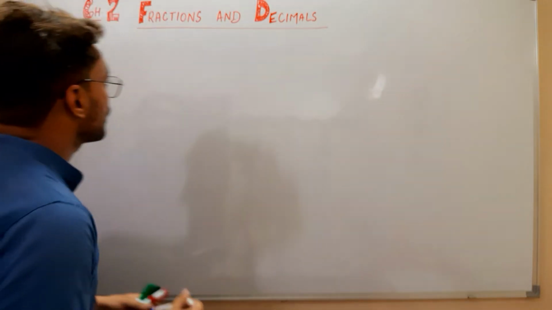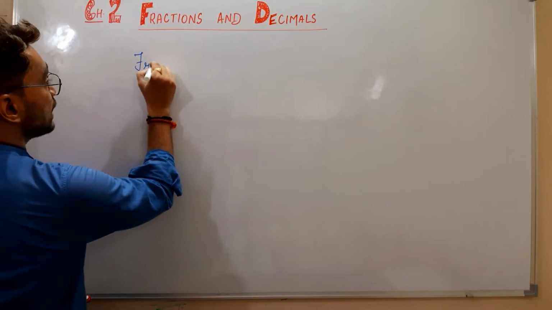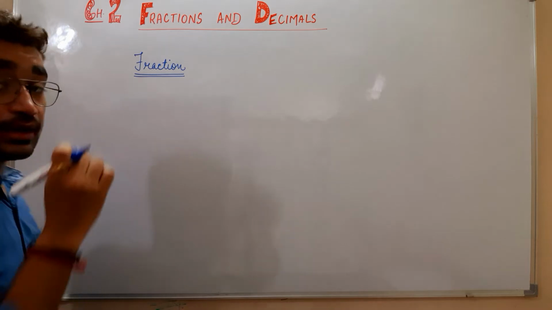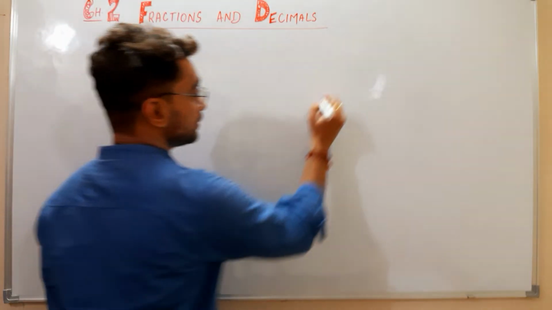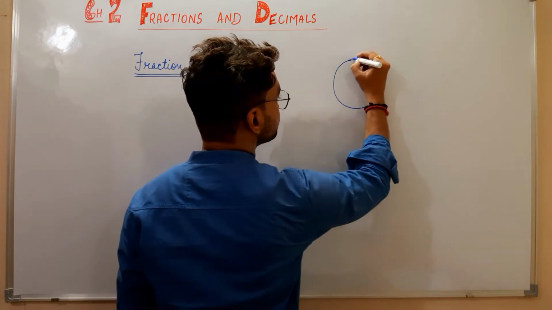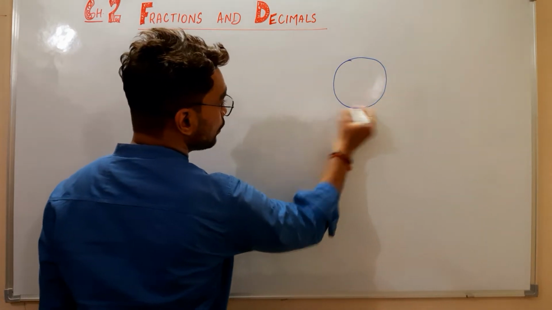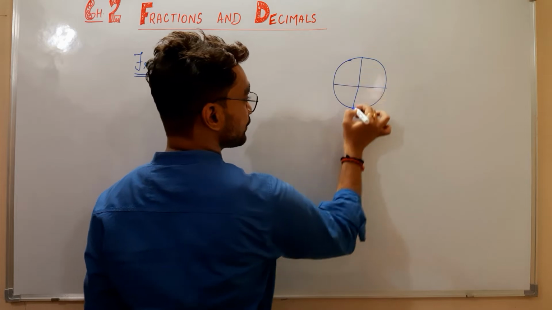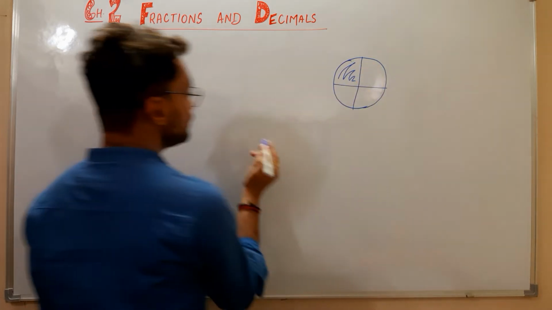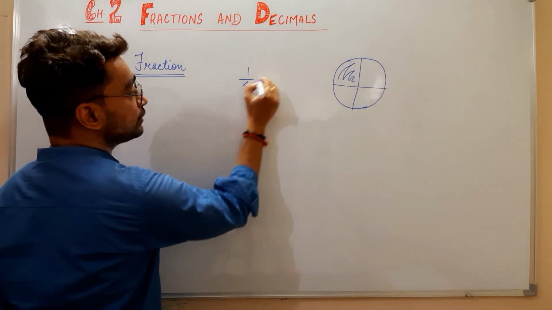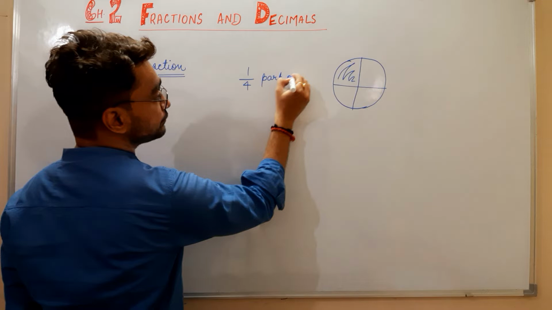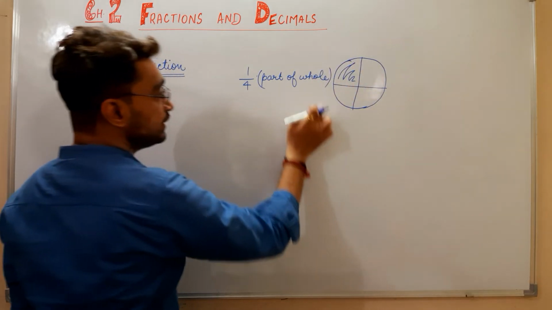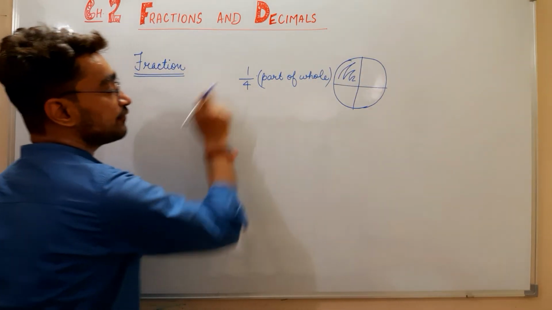Okay, so let's start. What is a fraction? Fraction means a part of a whole. For example, if I have one pizza having 4 parts, and I have taken one part of it, I will say I have taken 1/4 part of the whole. Part of a whole means out of the complete four pieces, I have taken one piece.